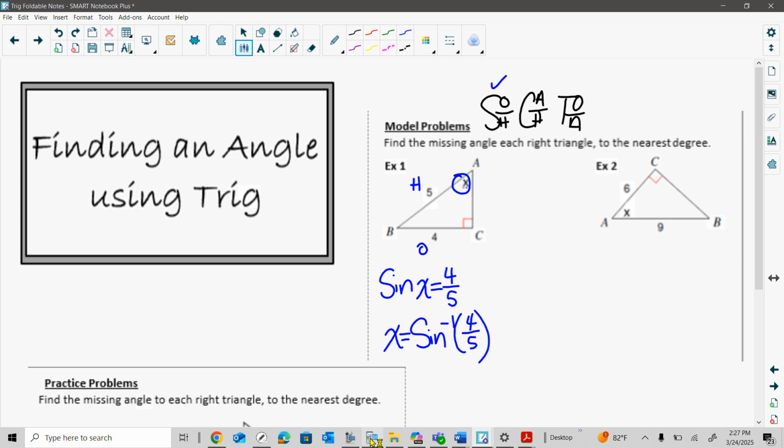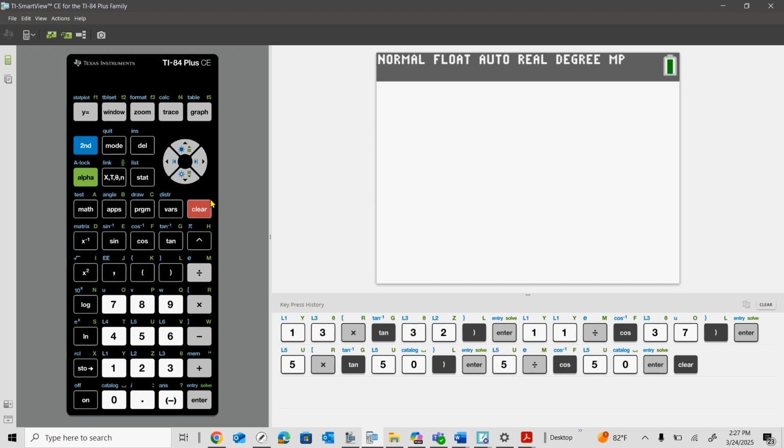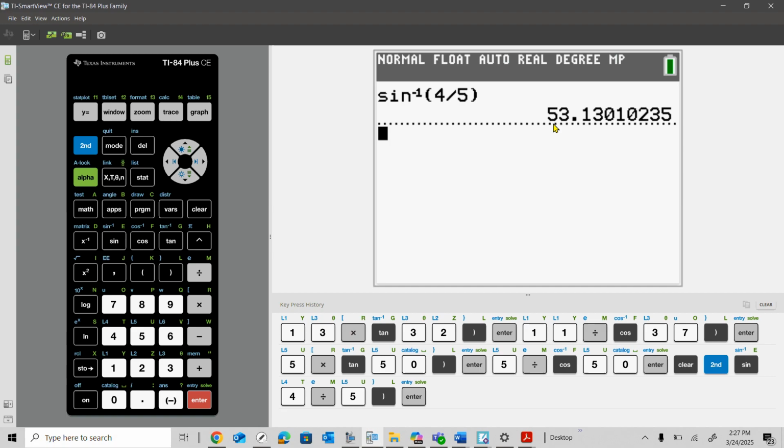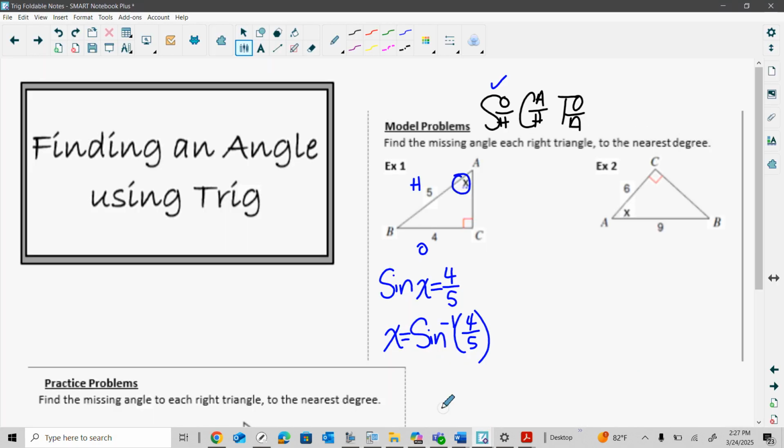So to do that on the calculator, let me clear this out. The inverses are above each trig function here in blue. So you're going to have to hit the blue second button, then the sine. So we get sine -1, and then we put in 4/5. So it's 4 divided by 5, and then we hit enter. This angle, we're going to round to the nearest degree, which means the nearest whole number. So this angle is approximately 53 degrees. So our answer here is x is approximately 53 degrees.